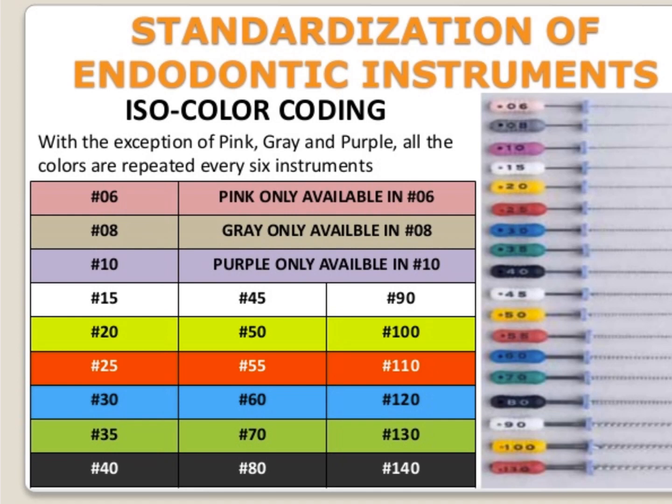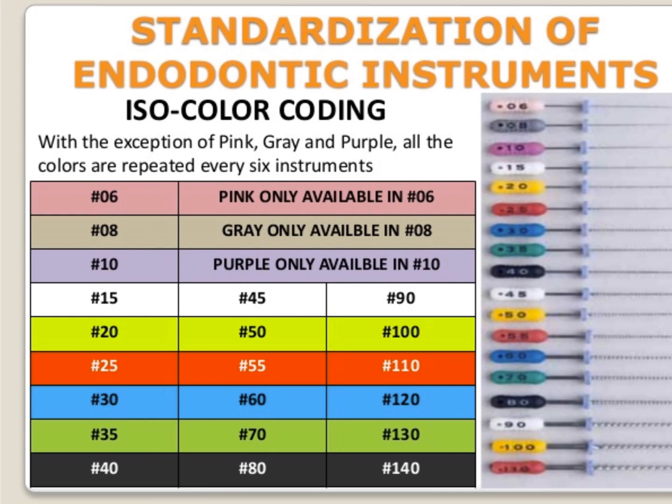You use the 6, 8, 10. But usually we can start with a moderate size canal with the 15 size. So it starts like white, 15 is white, 20 is yellow, 25 is red, 30 is blue, green and black. So it goes like that. And after black, again it goes back to your white color. Okay, it keeps on rotating like that.